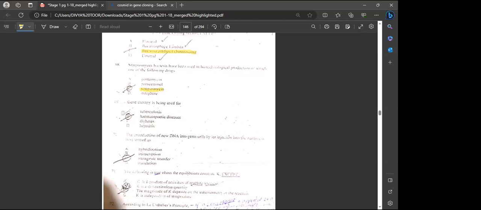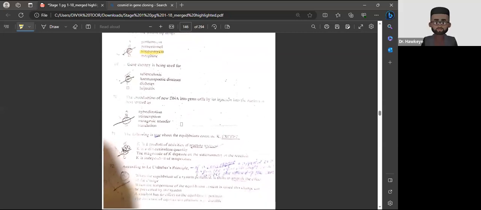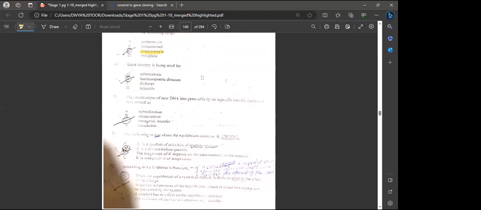Gene therapy is being used for tuberculosis, hematopoietic diseases, diabetes, and hepatitis. That one is correct. Isn't it getting used for diabetes because of insulin production? I don't know.